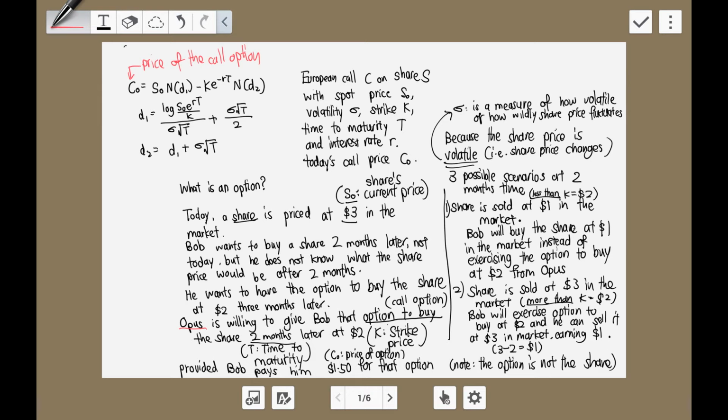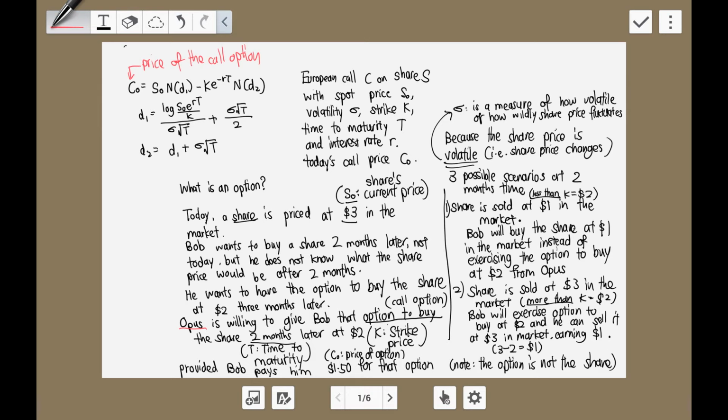What if the share is priced at $50 in the market 2 months later, and he gave you the option to buy at $2? It means he is losing out or giving up the opportunity of earning $48 more. And then why would he give you that option if not because you are paying him something to give you that option?